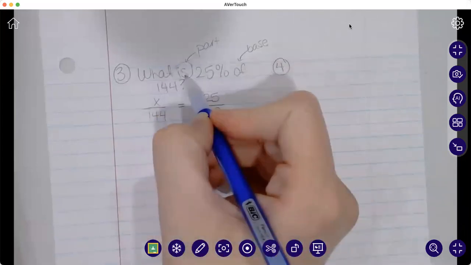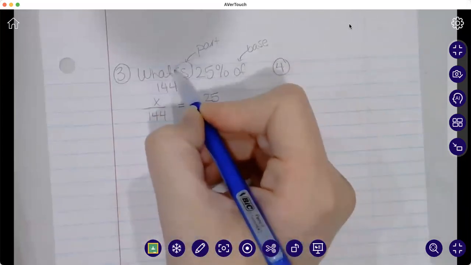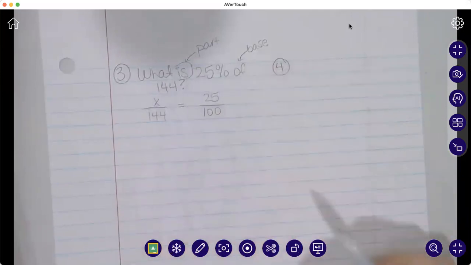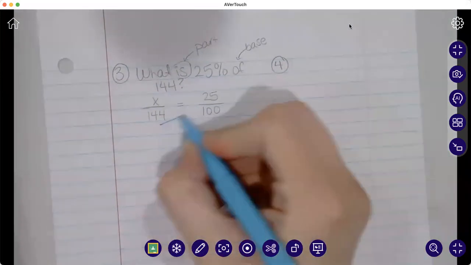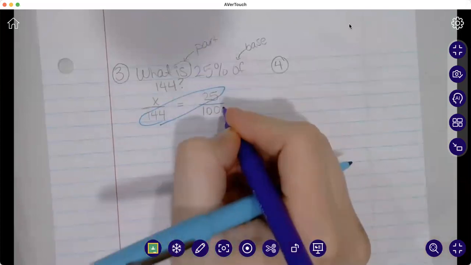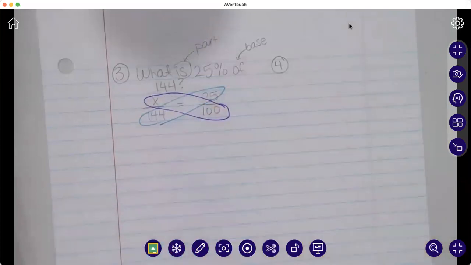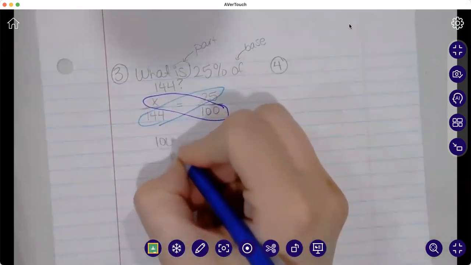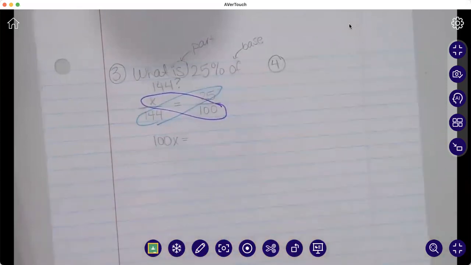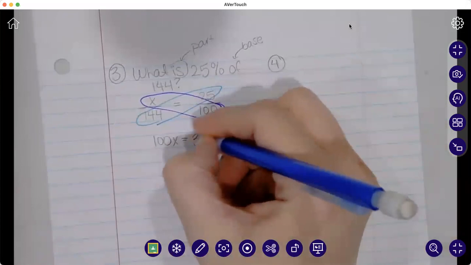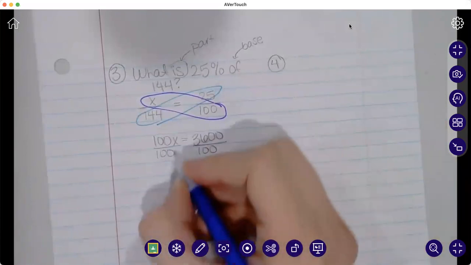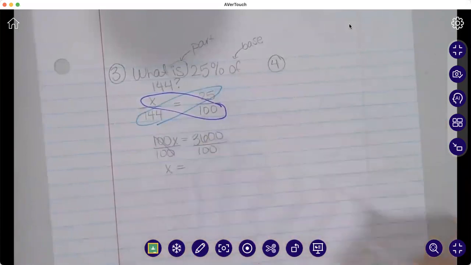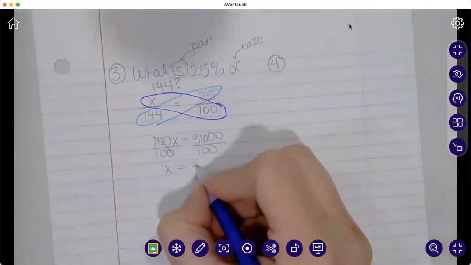So we're looking for what is 25% of 144. So therefore we're looking for the part. So we're going to cross multiply for this example. So we have 100x equals 144 times 25. Again, use those calculators and we get 3,600. And we're going to divide by 100. Now, hopefully you can divide by 100 without your calculator based on the numbers, but just to double check, divide by 100 and you get 36.